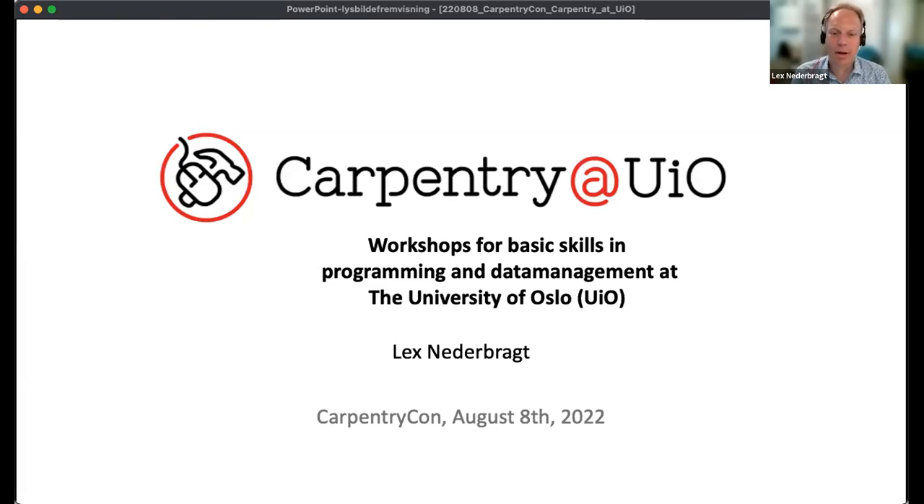So I am representing University of Oslo, the initiative we now call Carpentry at UiO. University of Oslo in Norwegian is Universitetet i Oslo, UiO. And we even got a designer to make our own little logo, the mouse and the hammer, which we're very fond of. And we have a slogan that says workshops for basic skills in programming and data management at the University of Oslo. So I'm not representing a whole region, although we have the Nordic region.